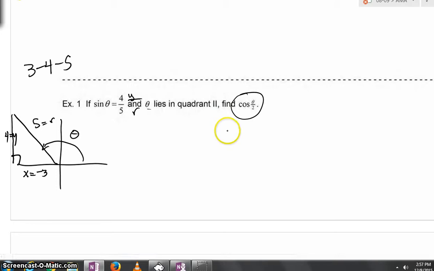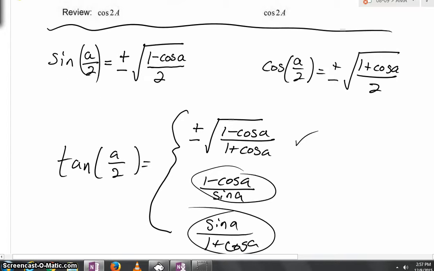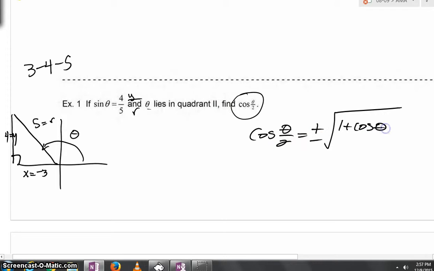Looking back at this formula, the cosine of A over 2, or in this case theta over 2, is plus or minus the square root of 1 plus the cosine of theta all over 2. The key issue is, what sign do we choose? We have to do some quadrant analysis, some boundary analysis. Hopefully you saw this last year.